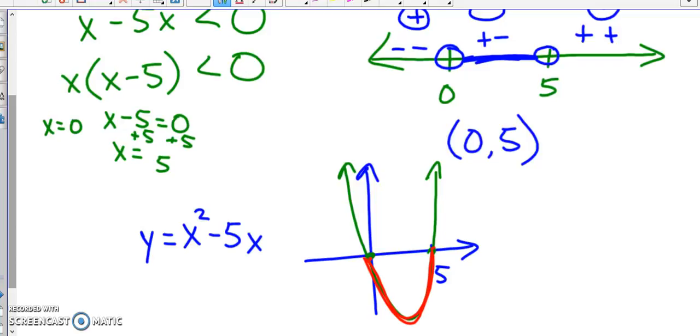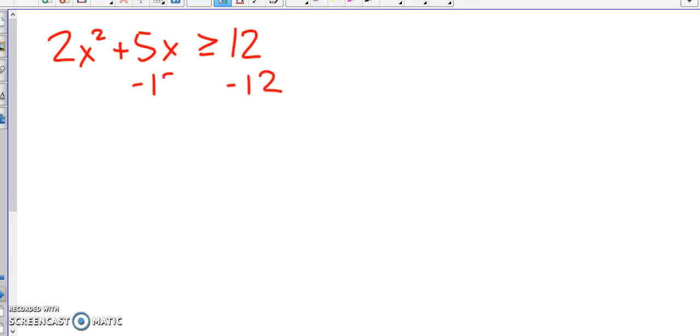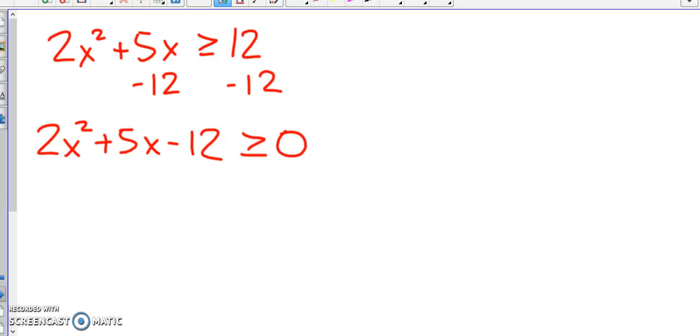All right, let's do another one. So what if I have 2x squared plus 5x is greater than or equal to 12? Well, remember that I've got to get 0 on one side. So I'm going to go ahead and subtract 12 from both sides here. 2x squared plus 5x minus 12 is greater than or equal to 0.